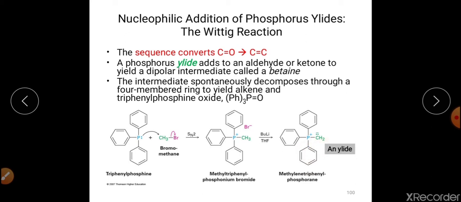This is the ylide. And how was this ylide synthesized? For the synthesis of this particular ylide we use triphenyl phosphine. This is your triphenyl phosphine.